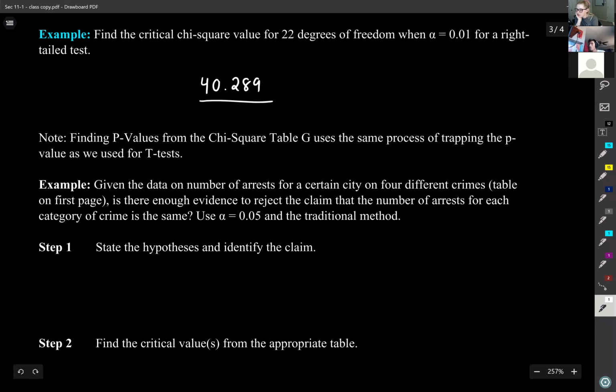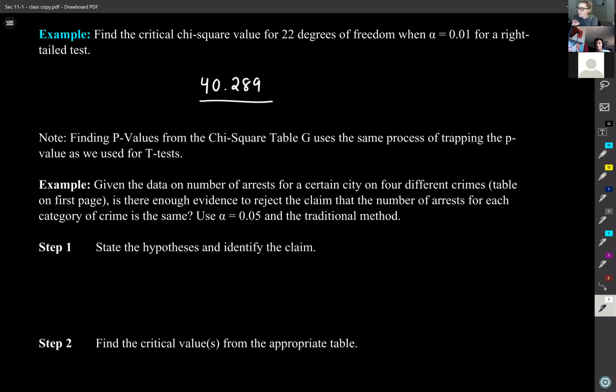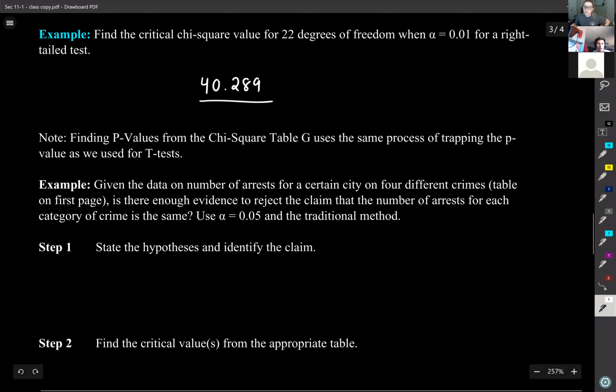Okay. Then there's a little note below that says, for finding p-values from the chi-square table, it uses the same process of trapping the p-value as we used for t-tests. So if you remember, whenever we would do the p-value for a z-test, we were able to find the exact p-value from the chart. But then when we did it for the t-test, we had to find a range that the p could be between. You would get p is less than this, or greater than this and less than this number. So you have a range of values. Same thing here, we'll end up getting the p-value trapped between two things. And we'll do an example with that.